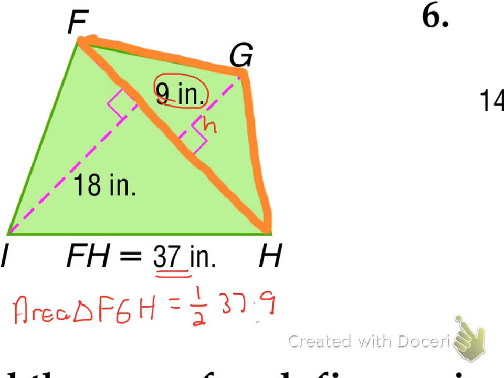Now, I'm not that smart, so I'll do that one on my calculator. And that would be 0.5 times 37 times 9. Okay, this is 166.5.